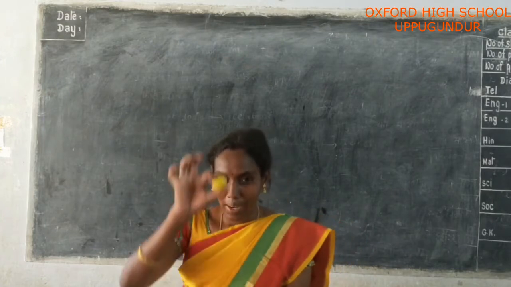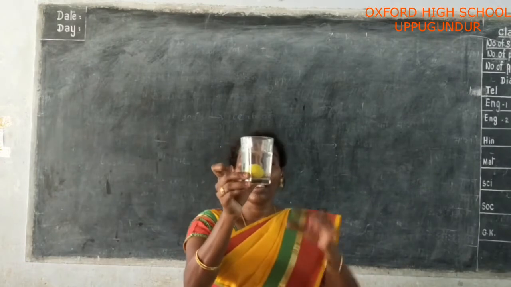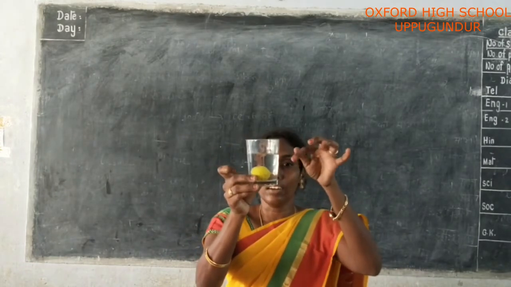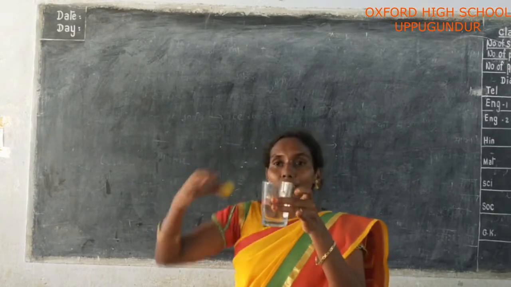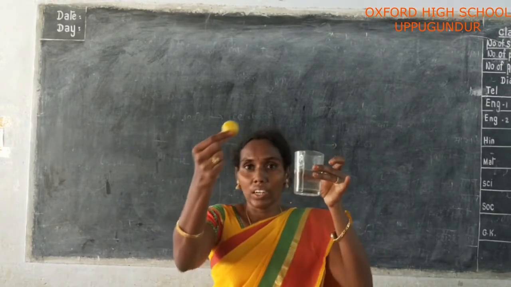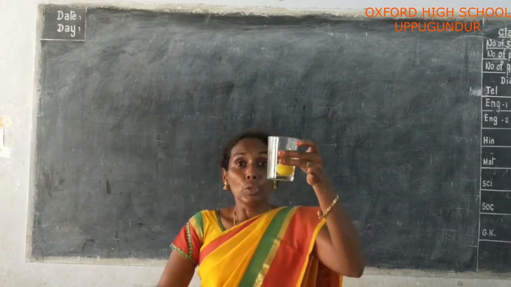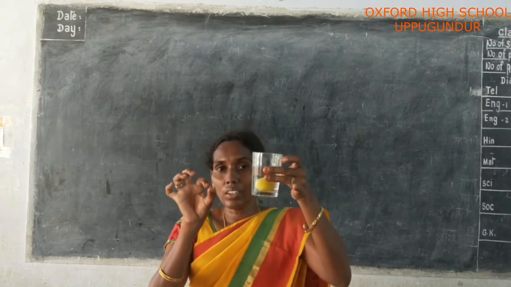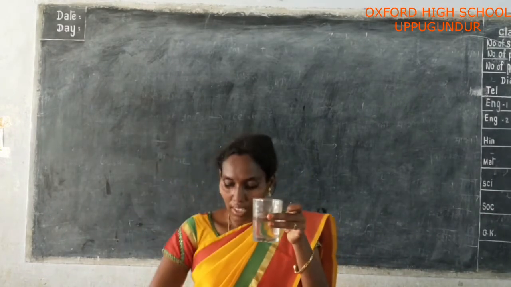Here, this is dropped into the glass of water. Look at this glass of water. The size of the lemon was increased. Look at this. First take the glass. Half of the glass is filled with water and next take the lemon. That lemon is dropped into the glass of water. We will observe that the size of the lemon was increased.